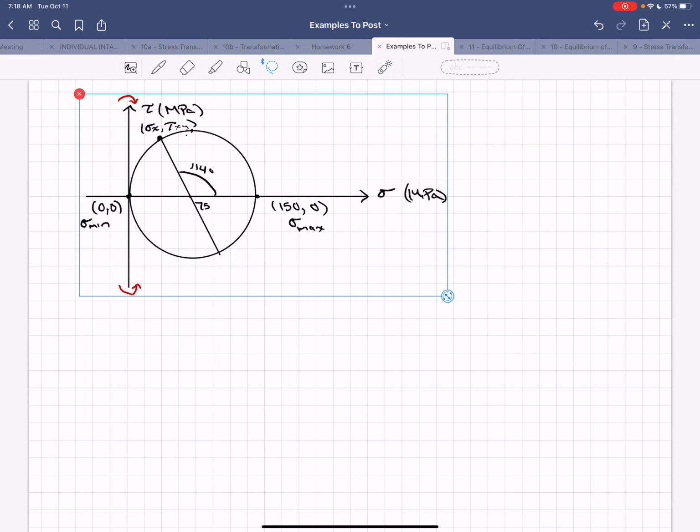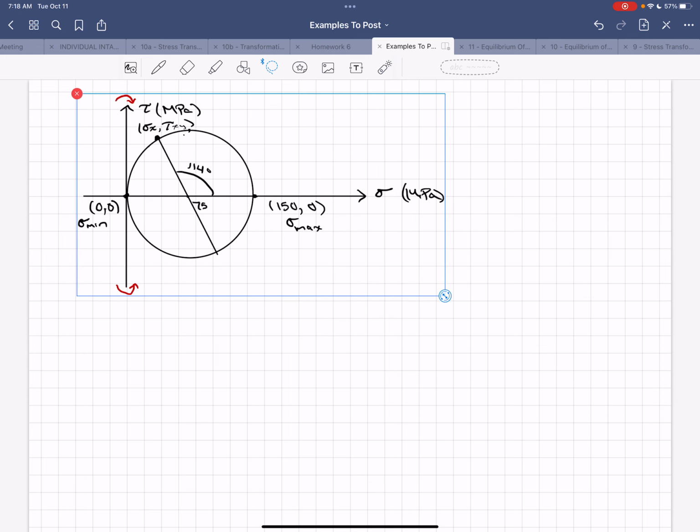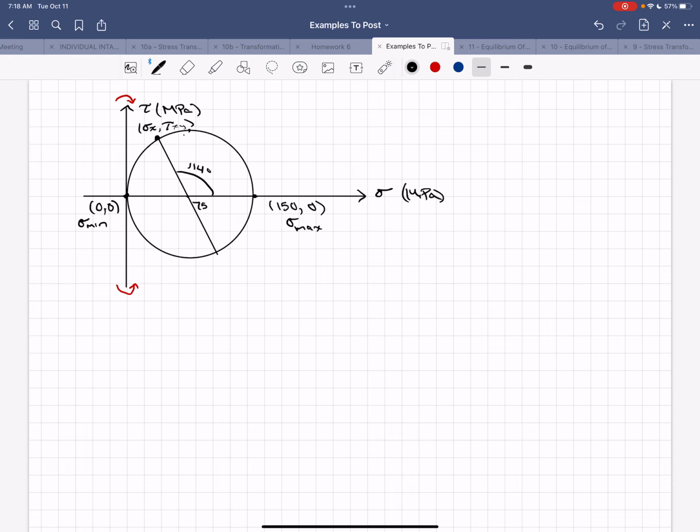Okay. Here we go. So now we get to use geometry. To find these points, we need to know this distance here, and then we'll need to know this distance. So this we'll call A, and this we'll call B.